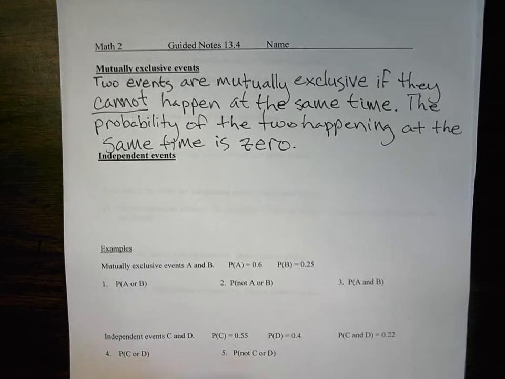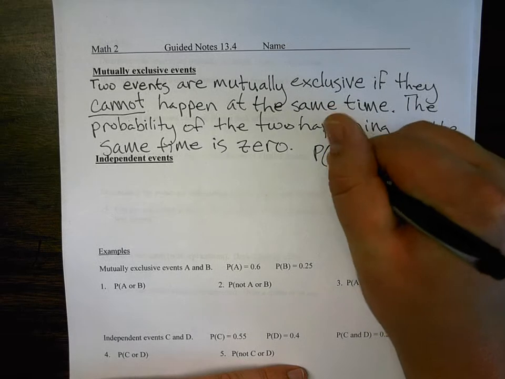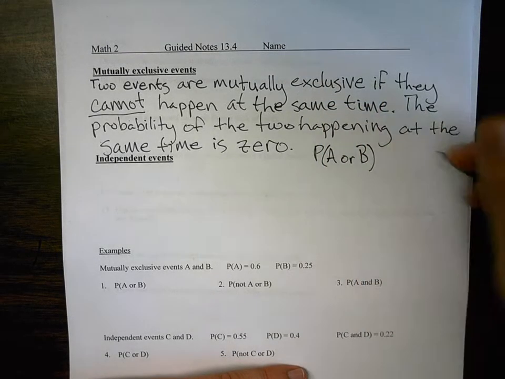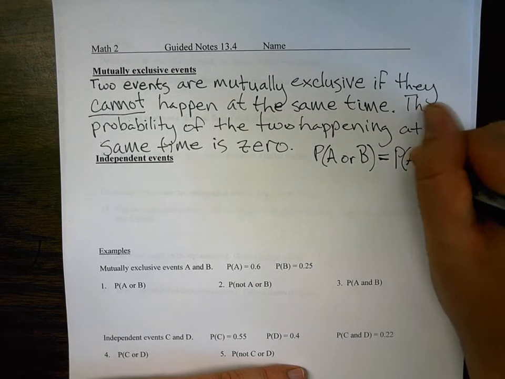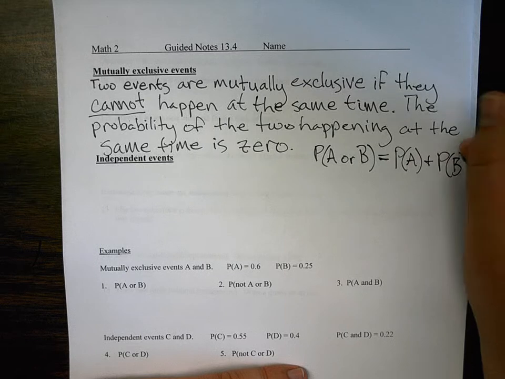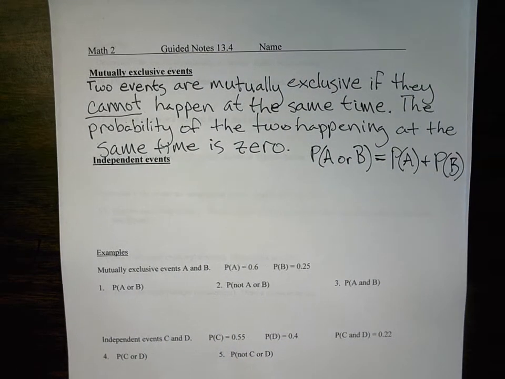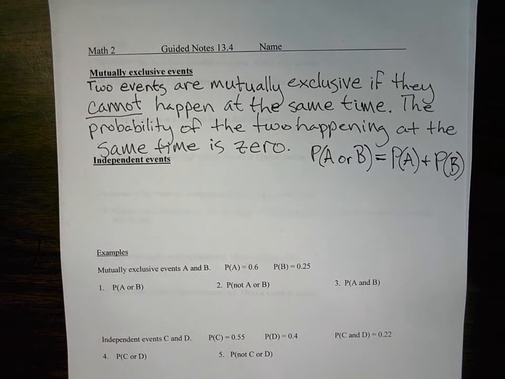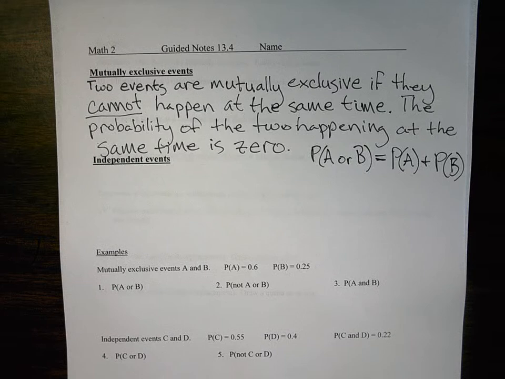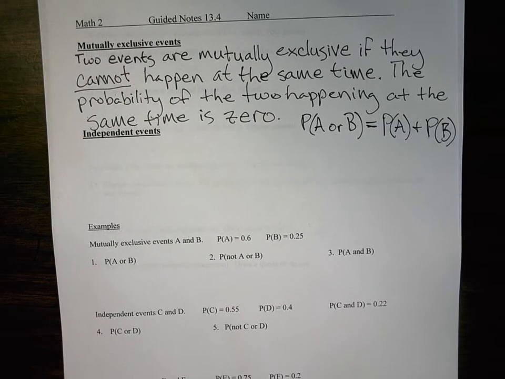And when it comes to mutually exclusive events, we can figure out the probability of A or B of the two events by adding up the probability of A plus the probability of B. Okay, moving that up a little bit.